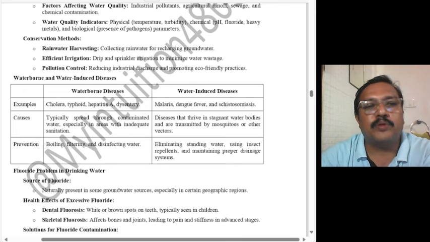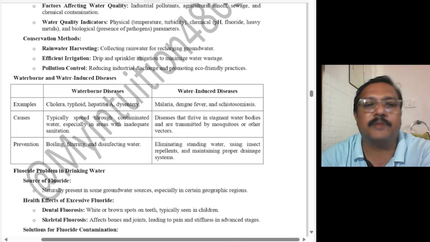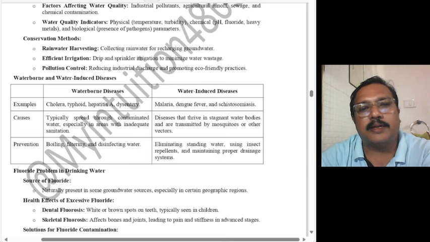Then pollution control. Pollution control involves reducing the amount of waste and chemicals which are entering the water sources. Industries have to adopt eco-friendly practices, and they can treat wastewater before releasing it into the rivers or lakes.